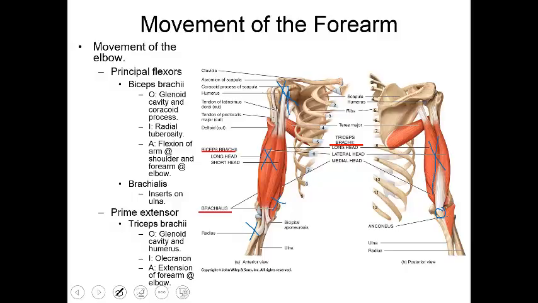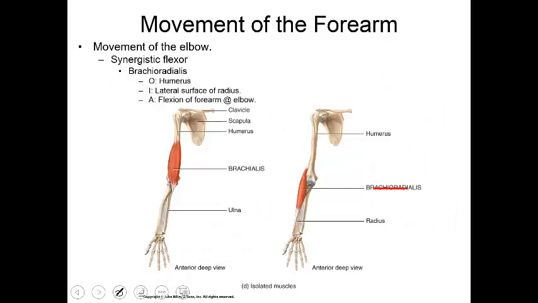So you have flexors, which are the biceps brachii and the brachialis, biceps brachii being the more superficial one, the brachialis being the deeper one. And then on the dorsal side, you have the triceps brachii, which is the corresponding extensor of the arm.